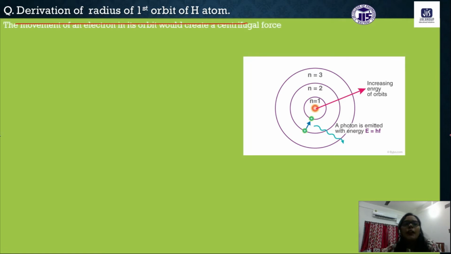Okay, so while the electrons are revolving around the nucleus, what will happen? The electrons have two types of force. One is centrifugal force and the second one is centripetal force. The movement of the electron in its orbit would create a centrifugal force.